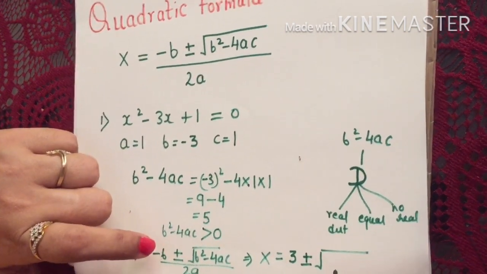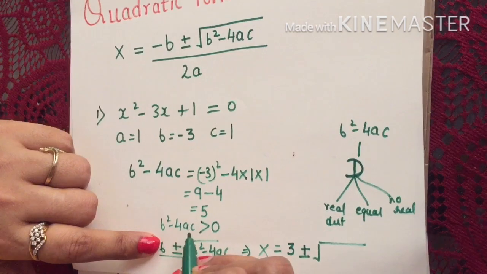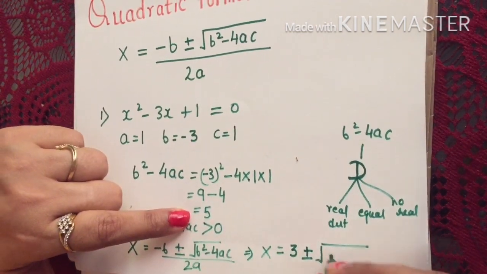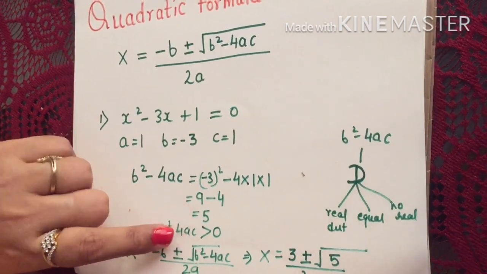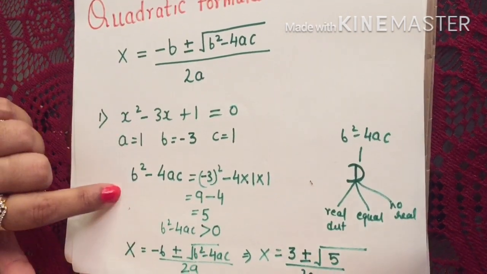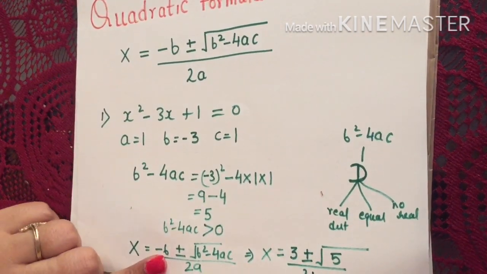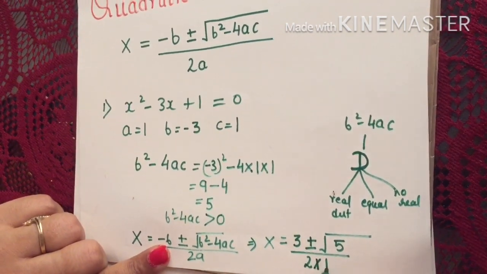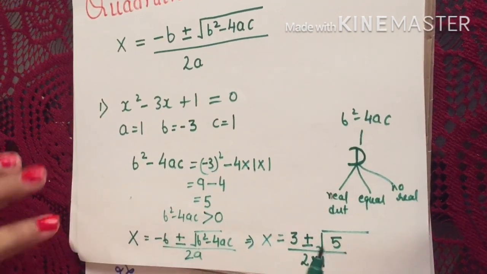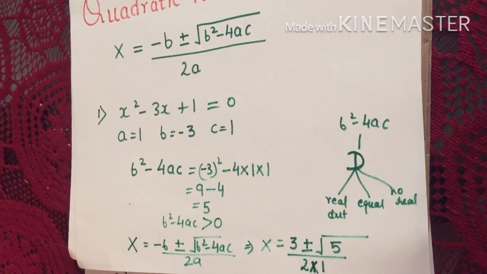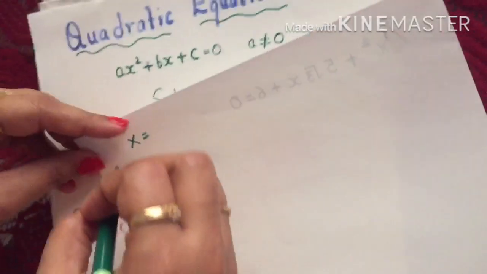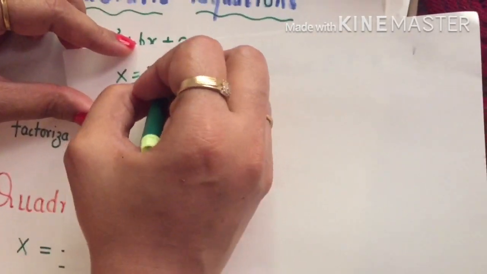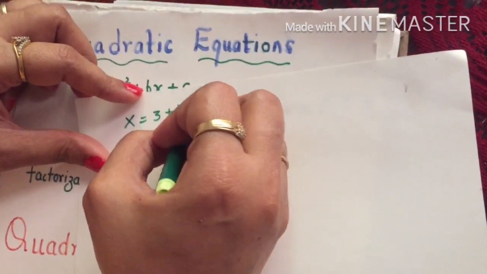This already we have taken out. So b square minus 4ac is 5, so under root of 5 divided by 2 into a. So what is the value of a? a is 1. So already we have solved 2 into 1, so that will be 2 only. Now this means we can write x is equal to 3 plus minus root 5 upon 2.